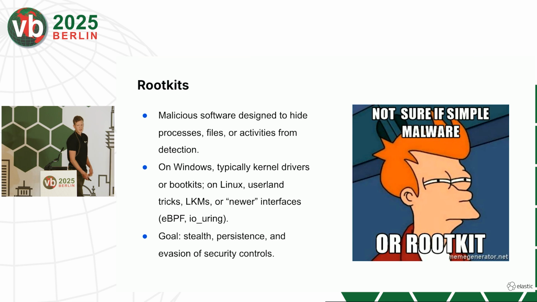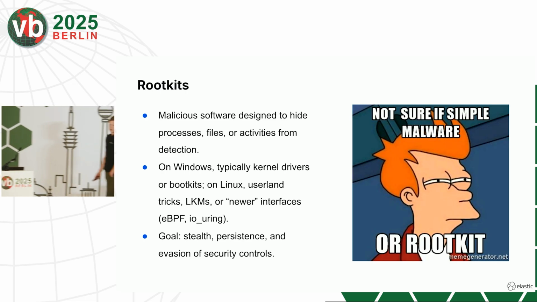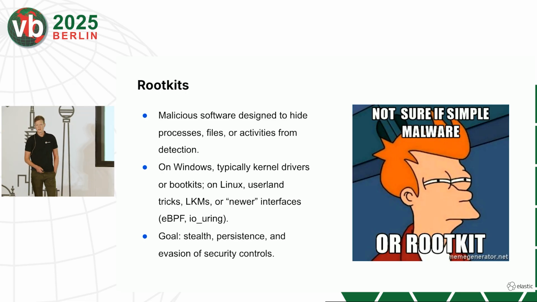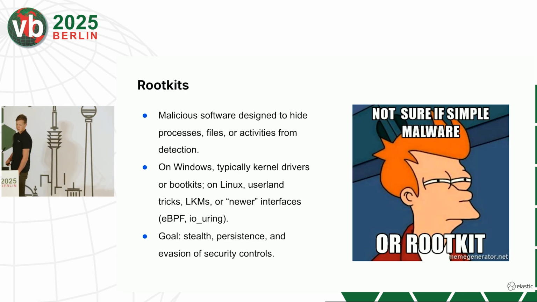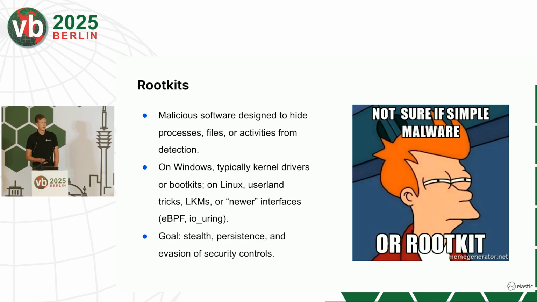Rootkits are basically just malicious software designed to hide processes, files, activities, and themselves. On Windows, they're typically kernel drivers or bootkits. But for Linux, they also have little userland tricks like LD preload rootkits, loadable kernel modules, or nowadays newer interfaces such as eBPF and io_uring. Their goal is basically stealth, persistence, and evading detection for as long as possible. But they're not really defined by what they try to hide. The mechanism itself doesn't really matter; it's mostly for detectability that it's useful to understand these.